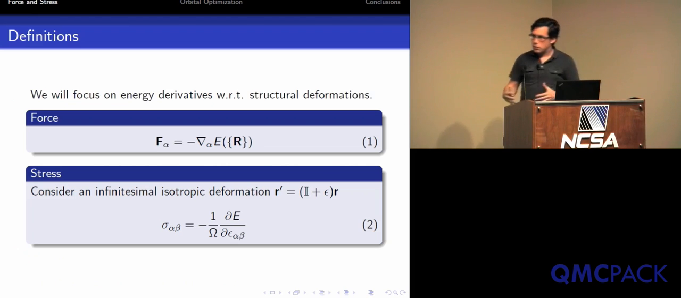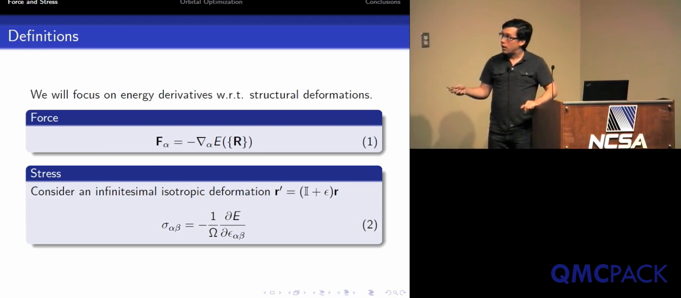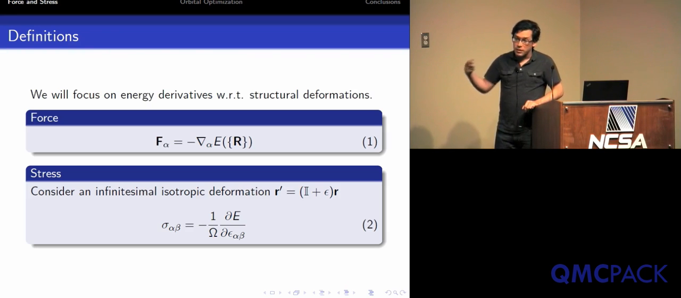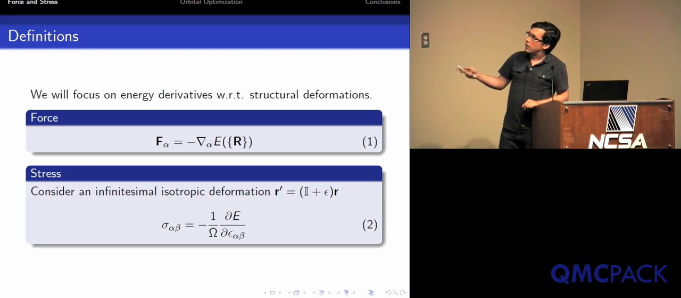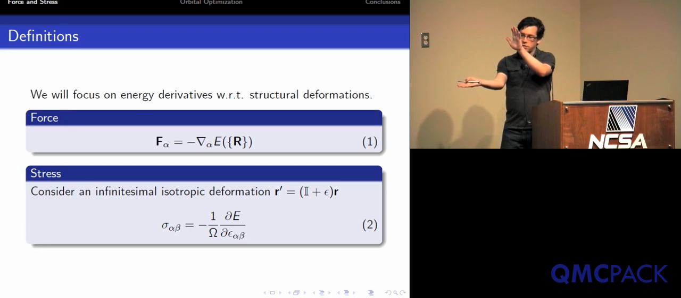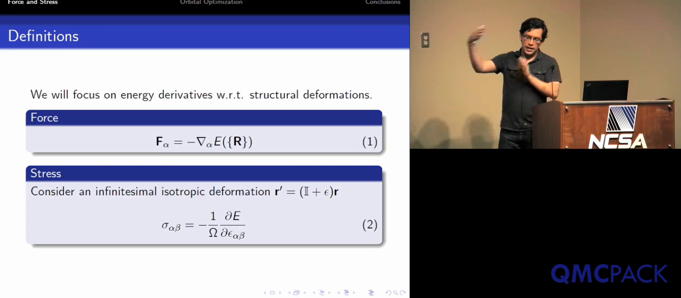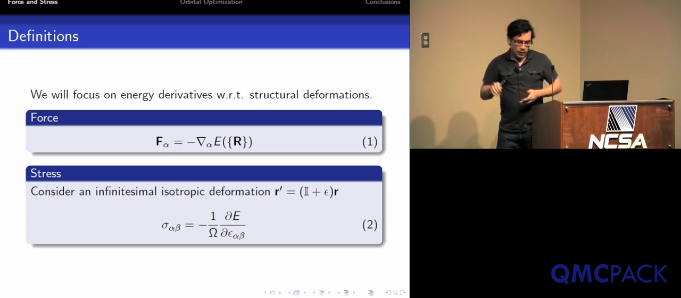So I'm going to introduce you to how we deal with these energy derivatives, first of all, by just giving you the definition so we can start rolling with it. So pretty much you all know force, the negative gradient of the energy. And stress, for people who don't do materials properties, is a little trickier to understand, but basically you're looking at how the energy changes as your unit cell is either compressed along various axes or it's sheared.